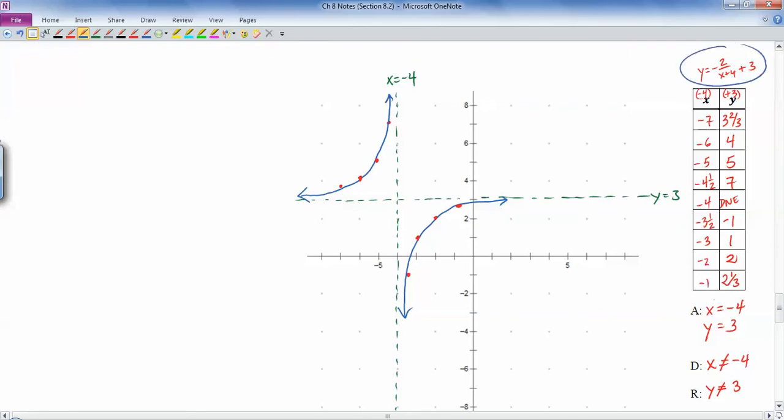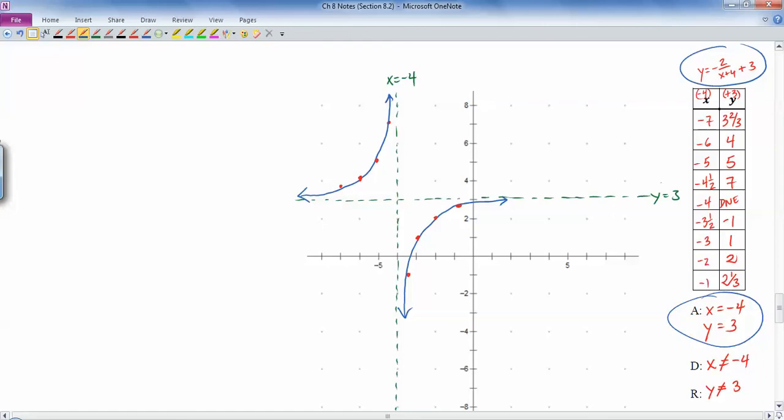So always make sure you graph your asymptotes first, right? That's kind of the key because it helps you guide your curves once you've plotted your points. Also, if you're ending up getting anything that looks weird, it doesn't look like these two branches, then double check those points again. Make sure you're plotting them correctly. If your table's correct, then you must be plotting something off a little bit.